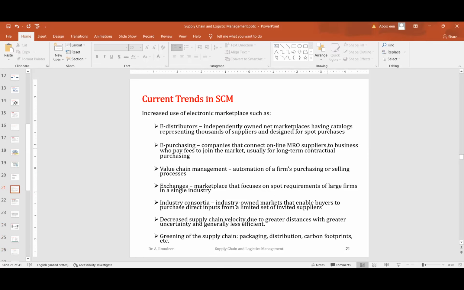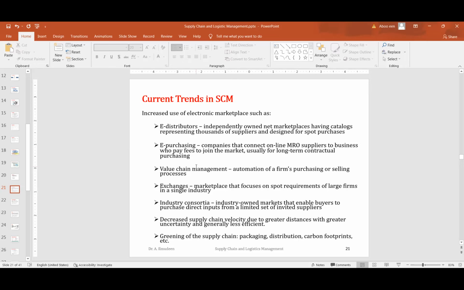The recent development, or the current trend, in supply chain management systems. Nowadays, business operations are highly electronic based and electronic market oriented. Most of the developed organizations are doing e-commerce business operations. So there is increased use of electronic marketplaces such as e-distributors, independently owned net marketplaces having catalogs representing thousands of suppliers and designed for spot purchase. With e-distributors, we can find the details of the suppliers, then we can select the right suppliers to get the raw materials.